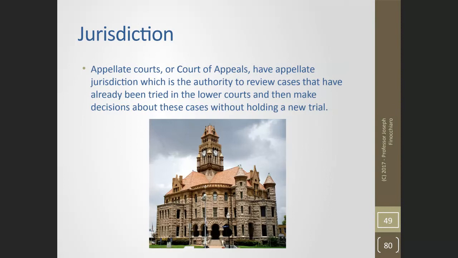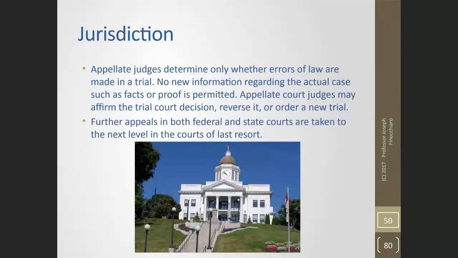Appellate courts, or courts of appeals, have appellate jurisdiction, which is the authority to review cases that have already been tried in the lower courts and then make decisions about these cases without holding a new trial. Appellate judges determine only whether errors of law are made in a trial. No new information regarding the actual case, such as facts or proof, is permitted.